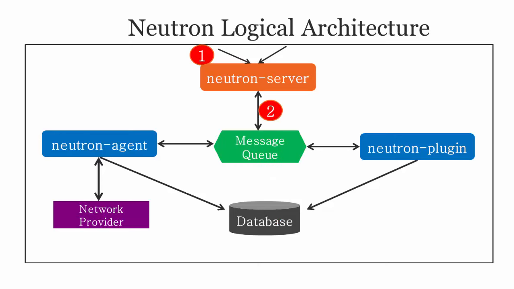Then the Neutron server transfers this request to the Neutron agent and Neutron plugin through the message queue. The Neutron agent and Neutron plugin receive the request from the Neutron server. Then these two, agent and plugin, save the request to the database. After that, the Neutron agent commands the network providers. Then the network provider allocates the IP address according to the user's request. Also, the Neutron agent needs to update its request in the database frequently.